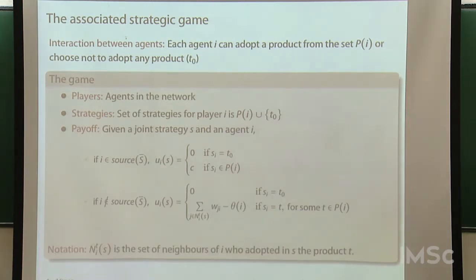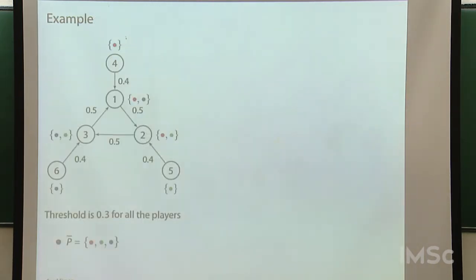Let's look at an example. This is a network, a valid network. The agents are 1, 2, up to 6. The product set consists of 3 products: red, green and blue. The threshold for every player, let's say, is 0.3, so it's a constant.